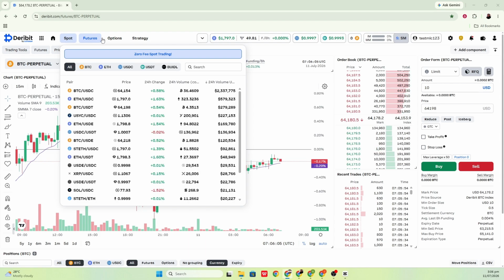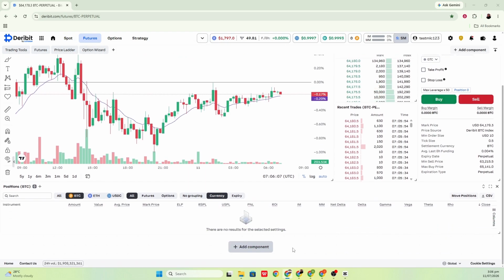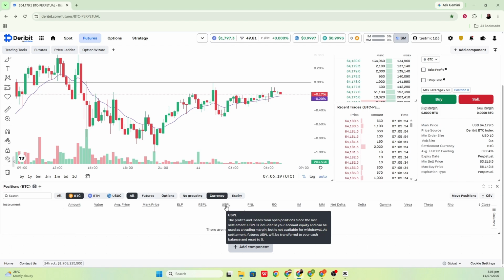Then scroll to the bottom of the interface and open the Positions tab. In the Active Positions table, look across the row for your open trade. You will see separate columns for Unrealized P&L and Realized P&L. Start by looking at the Unrealized P&L column. This shows your current profit or loss for an open position.